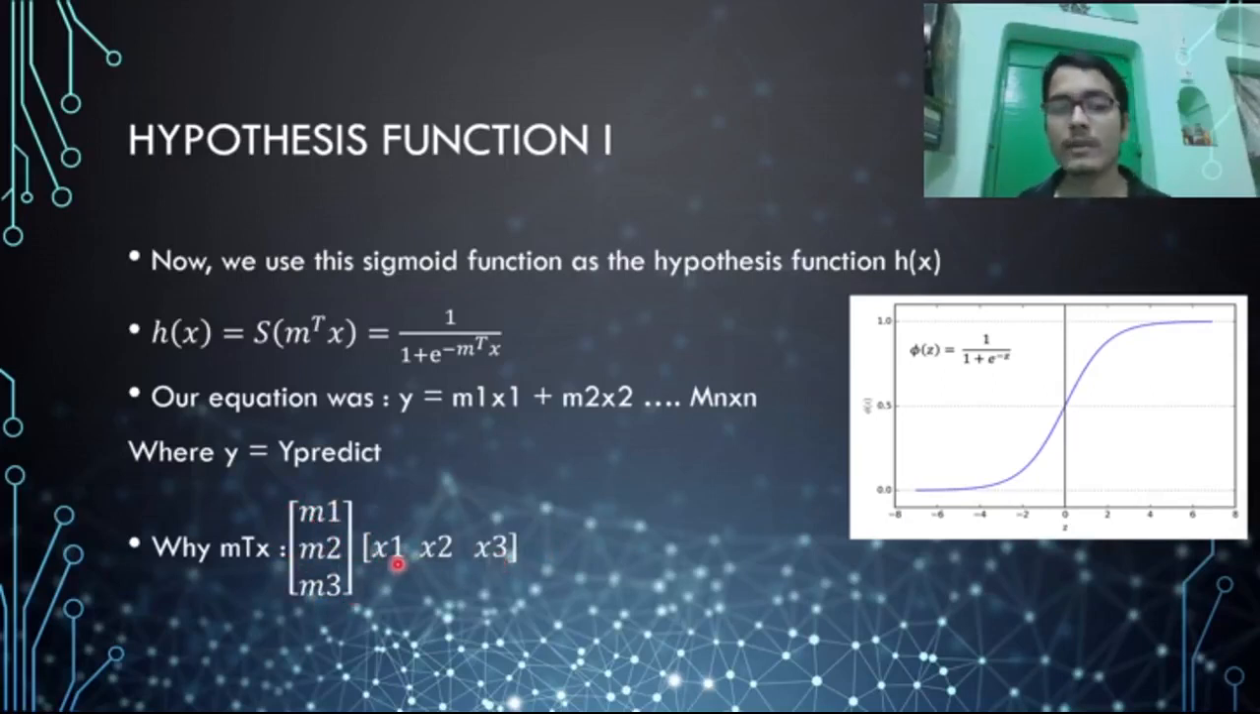So it will behave like a dot product basically, right? In a dot product also, the corresponding coefficients get multiplied and added. So that is basically the reason why we are using m transpose x. And m transpose x is basically this, you can see y predict, this is the m transpose x, and that is what we are substituting in our hypothesis function.